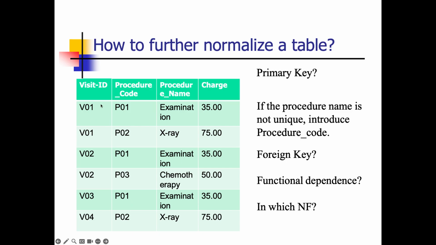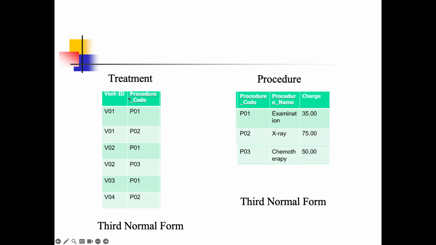What would be your dependencies? Do we have partial dependency here? Yeah, we have a procedure name that depends on the procedure code, and charge that depends on the procedure code, right? So they are the partial dependency. So you may want to further normalize that into becoming like this, with all tables in third normal form.